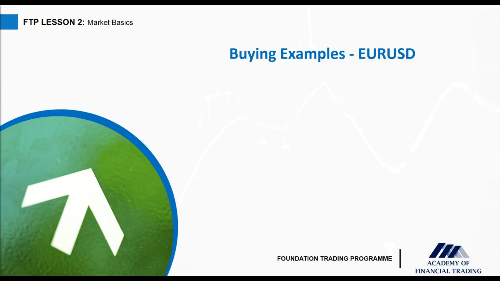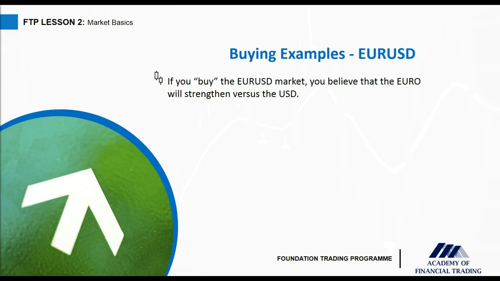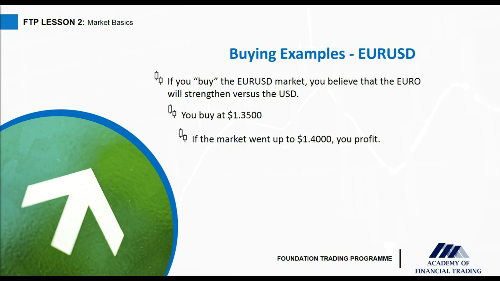So, euro US dollars. If you buy in the euro US dollar market, obviously you believe that the euro will strengthen versus the US dollar. So you buy when 1 euro gets you $1.35. If the market went up to 1.400, so $1.40, you profit. Your $1 would then be worth $1.40. You bought it at 1.35. So how much are you profiting by? First, I'm going to ask you to tell me in pips. How many pips are we profiting by?